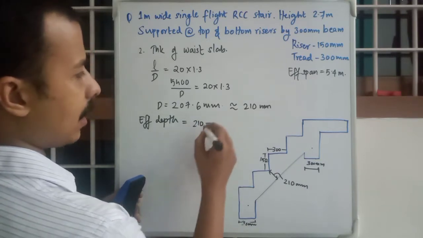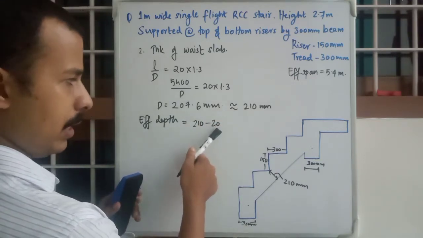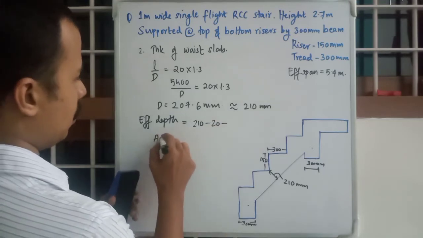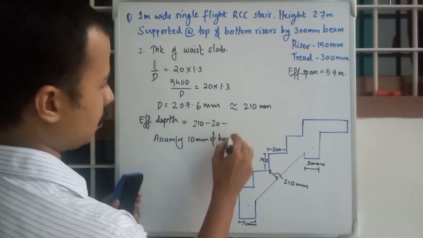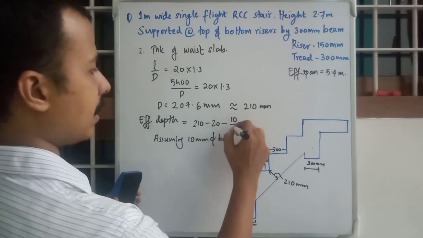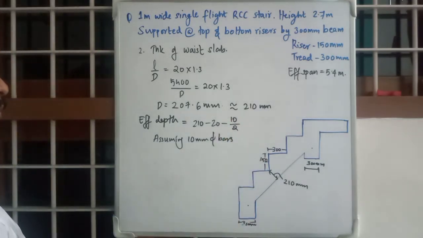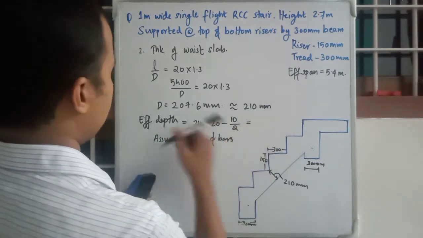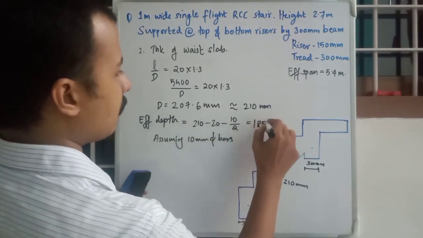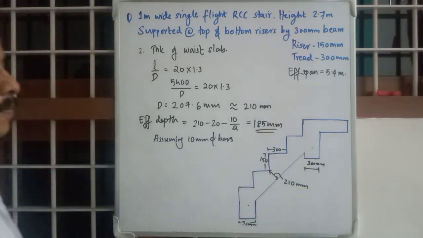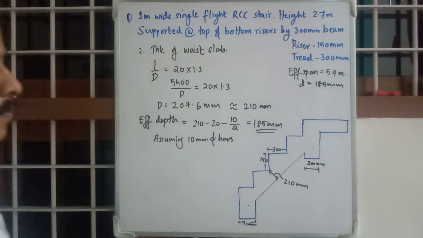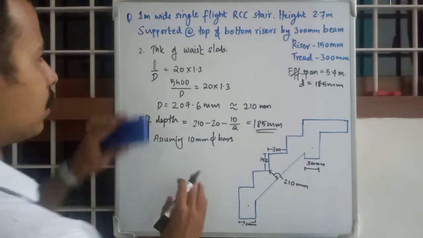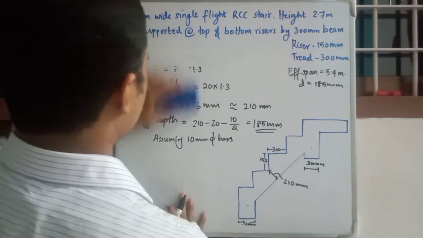210 minus clear cover of 20. For slab, clear cover is 20, and suppose we are assuming 10 mm dia bars. We will take it as 10 by 2. Okay, so we will get effective depth as 185 mm. So d is equal to 185 mm. Okay. Moving on to the main part, load calculations.